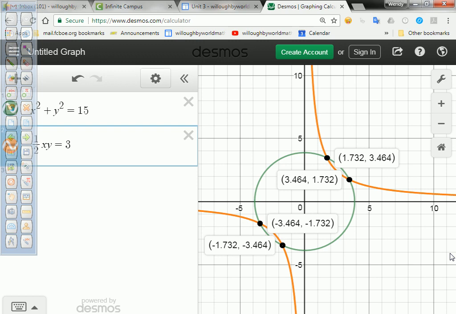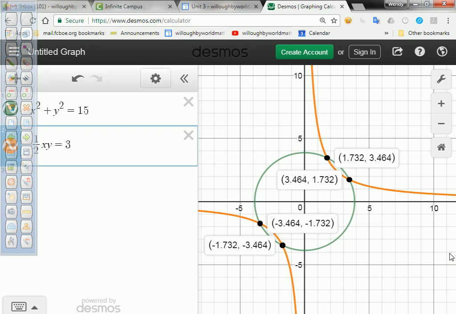What does the word extraneous mean? Extraneous is a solution that you find algebraically that is not a solution to the problem. It's extra. It's an algebraic solution that is not a valid solution. So in this case, we have 2 of them right there. So these are the ones that work. Now, what do you notice about the x and y's? They really just swap, right? So the lengths of the sides of the triangle, there's really only one. One of the sides is 1.732 and the other side is 3.464.